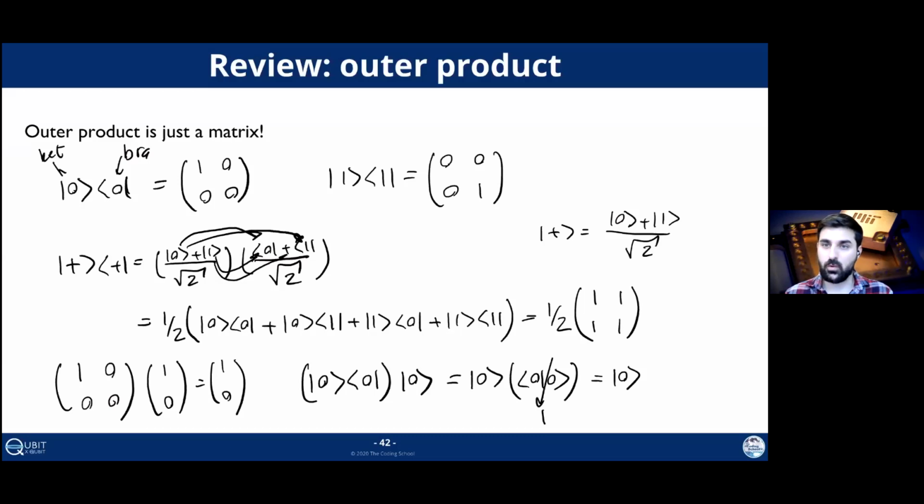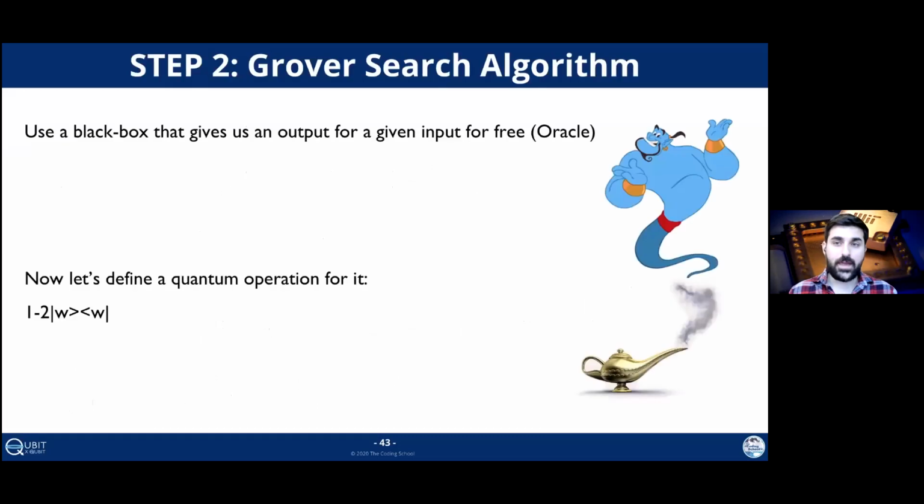This is a useful tool in general, but we are going to see it when we talk about the operators for Grover's. So with that in mind, let's revisit the oracle. Again, for Grover's algorithm, in the second step, which is the amplitude amplification step, we use a black box that gives us an output for a given input for free. So what do I mean by that?